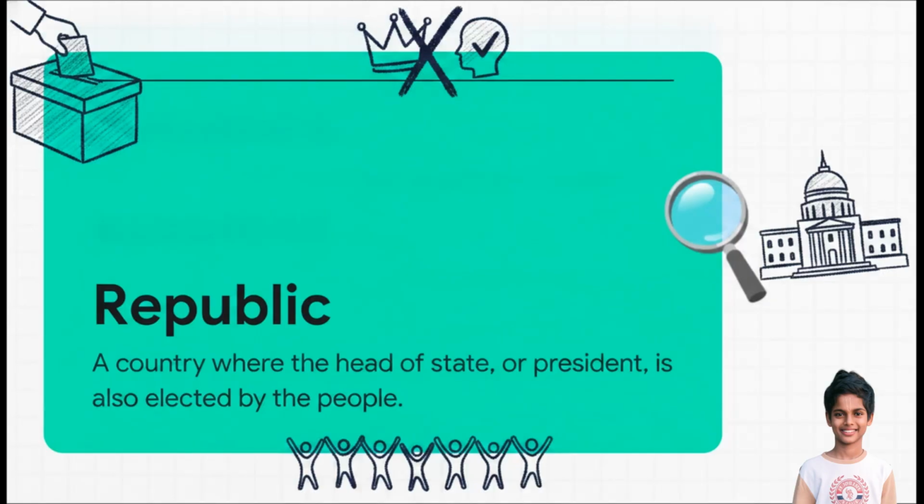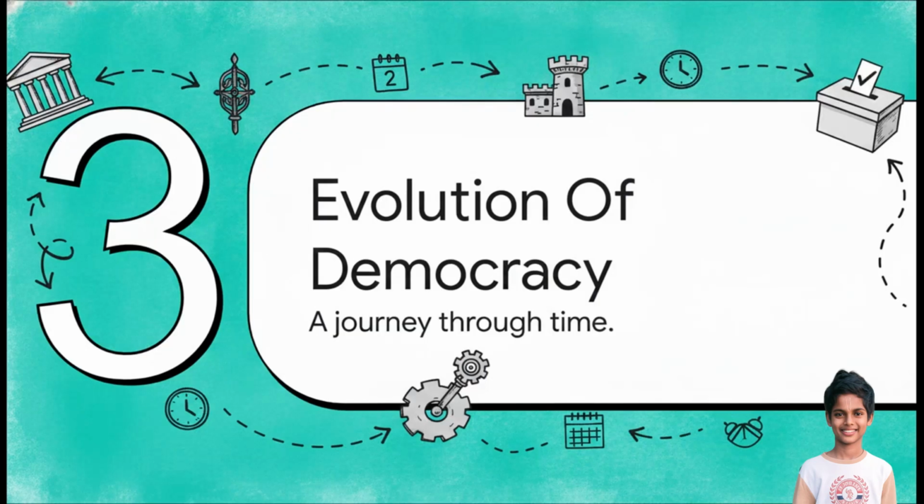Okay, so we established India is a democracy, but you've probably heard it called a democratic republic, right? So why the extra word? Well, a republic is simply a country where the head of state, our president, is also elected by the people. This is totally different from a monarchy, where a king or queen just inherits the throne by birth. So, India is a democratic republic because we, the citizens, elect both the government making the day-to-day decisions and the head of the state. All right, on to Section 3, the evolution of democracy.